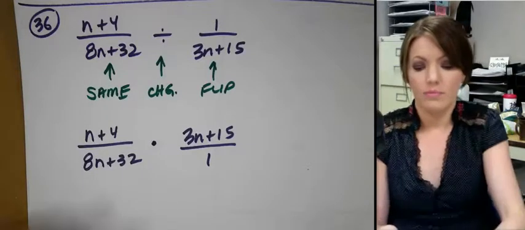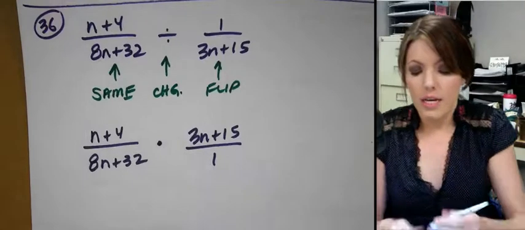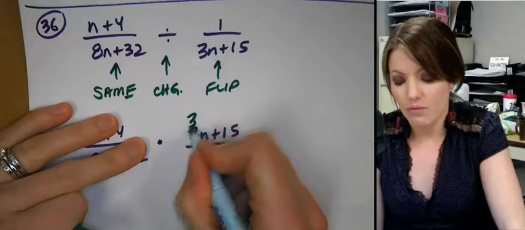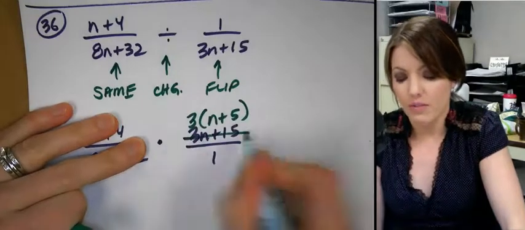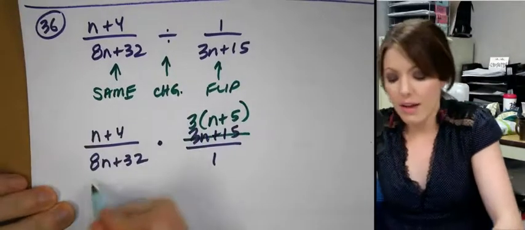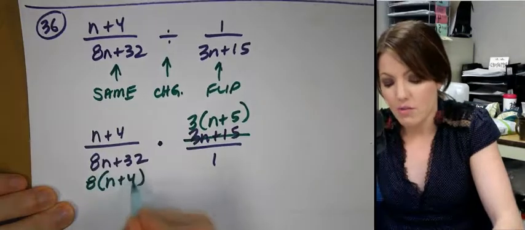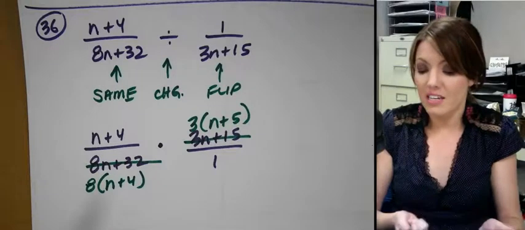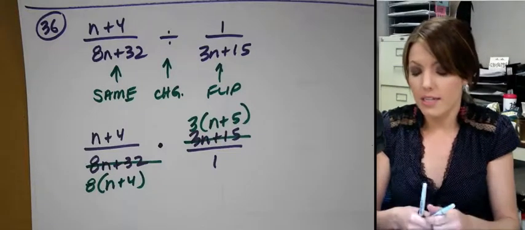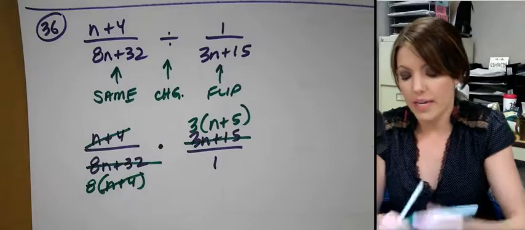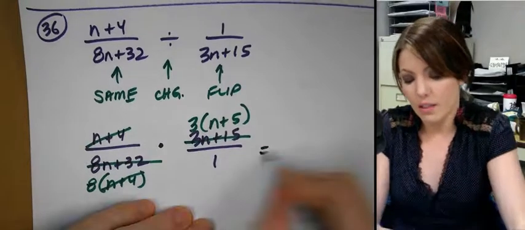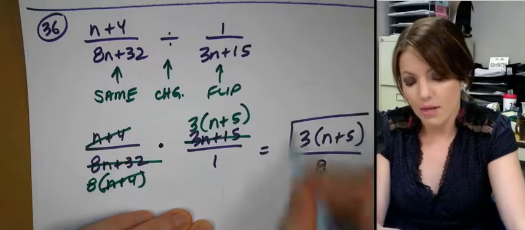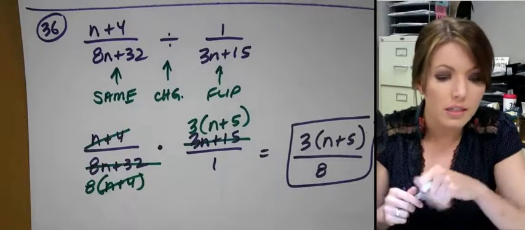So these are actually really easy. In the top right, 3n plus 15, we can factor out a 3 and we're left with n plus 5. In the bottom left, we can factor out an 8 and we're left with n plus 4. And then it's just a matter of going through and seeing if anything cancels out. So I can definitely see an n plus 4 that cancels out, and we're left with 3 times n plus 5 on the top and 8 on the bottom. Okay, so that is D.